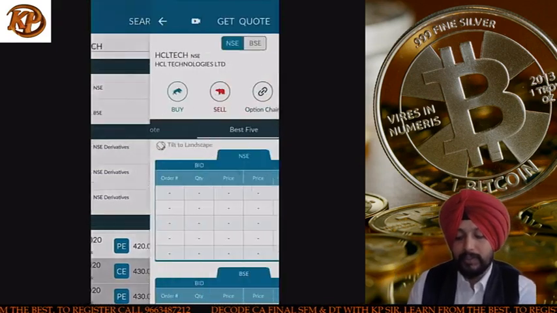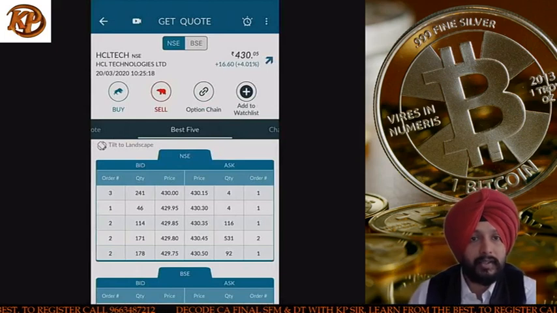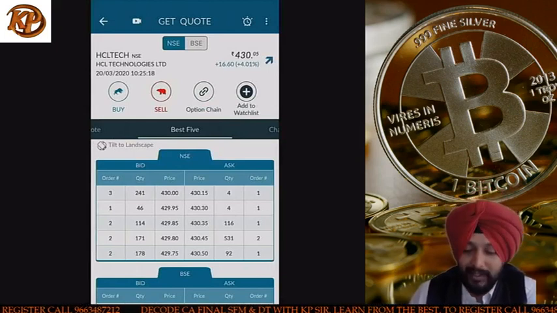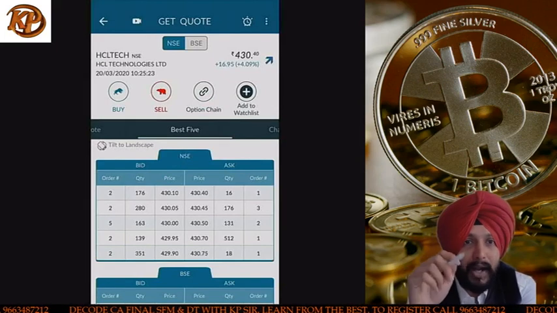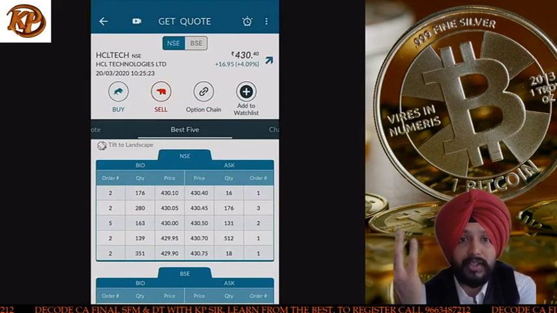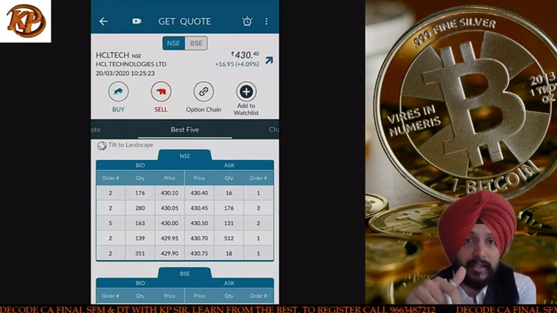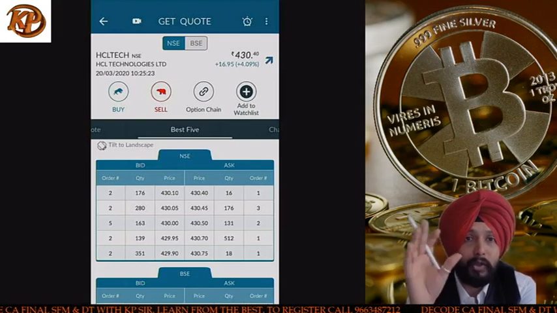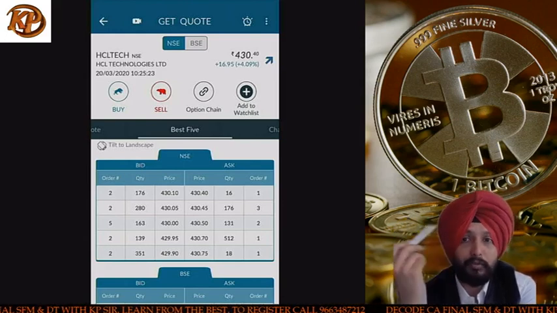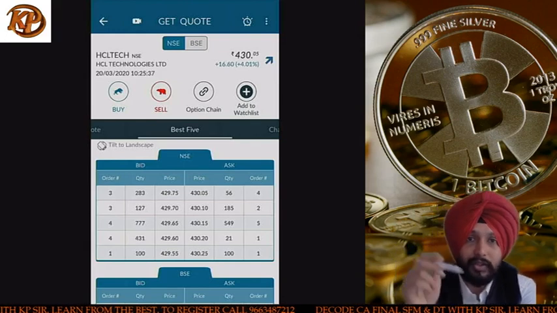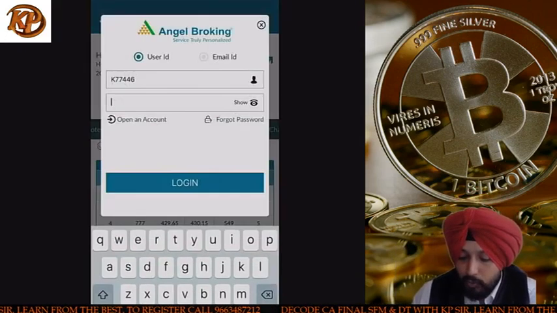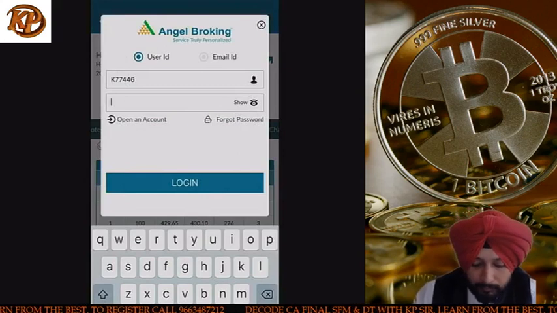I click on NSE. If you see that diagram properly, there is a bull inside that. And bull means you are expecting upside. I told you bear means you're expecting downside. So there is a bull, there is a bear. Bull means obviously if you expect upside you will buy the share, if you expect a downside you will sell the share.